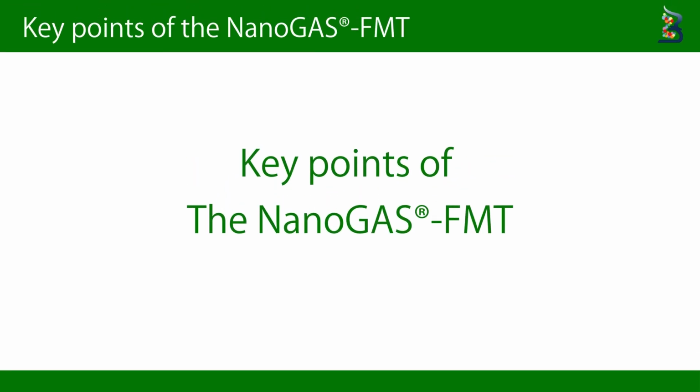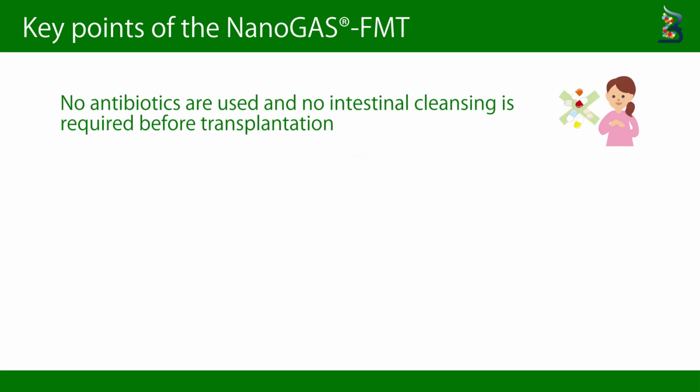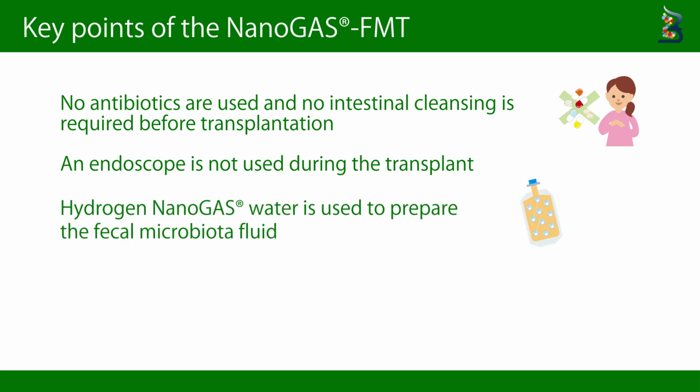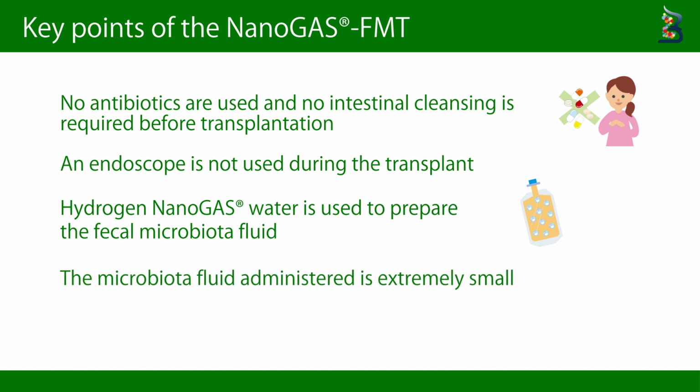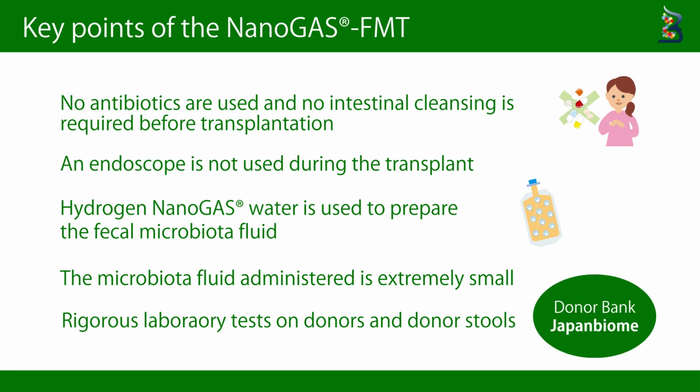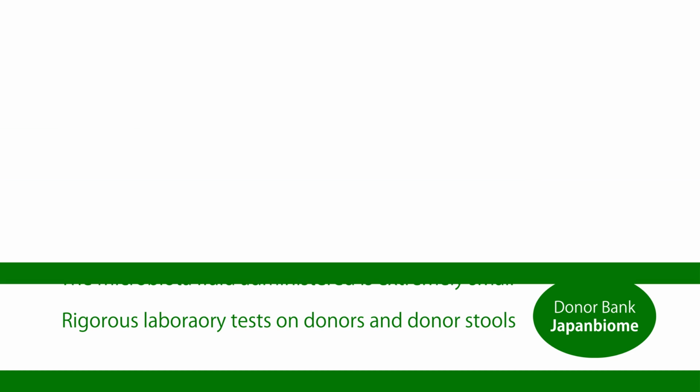To summarize the key points of the NanoGAS FMT method, no antibiotics are used and no intestinal cleansing is required before transplantation. An endoscope is not used during the transplantation. Hydrogen nanogas water is used to prepare the fecal microbiota preparation, and the dosage of the fecal microbiota is extremely small. To ensure safe FMT, we conduct thorough health care of donors, and we also test donors and donor stools for at least all items listed in the guidelines of each country. Based on the above measures, we are implementing a new FMT method that differs from the conventional FMT method.